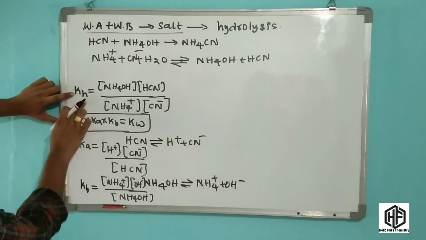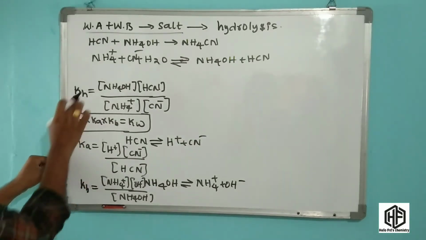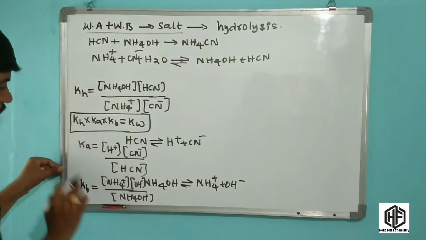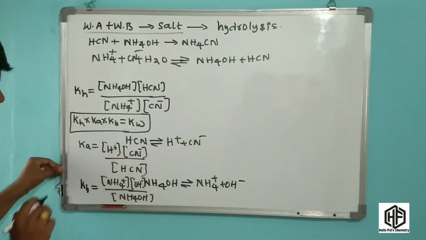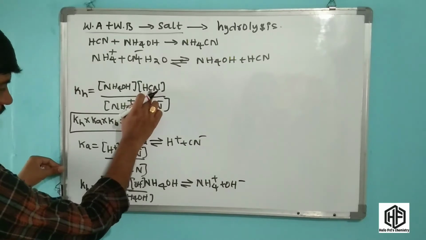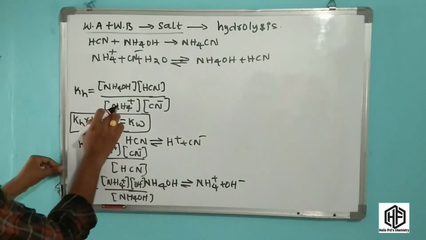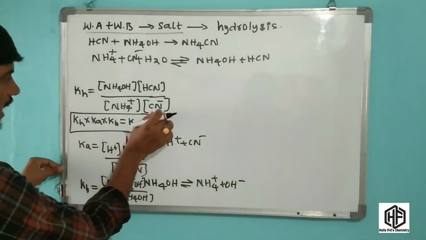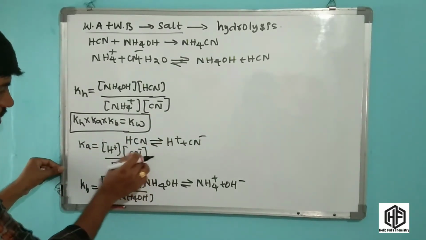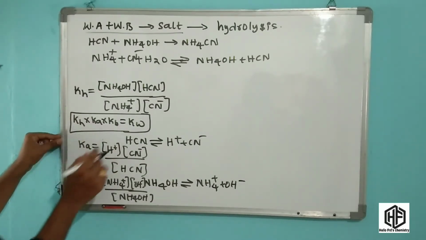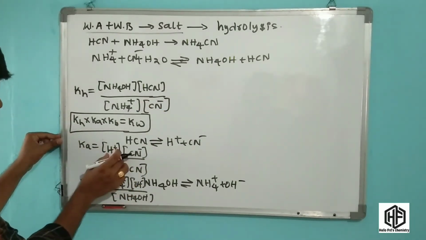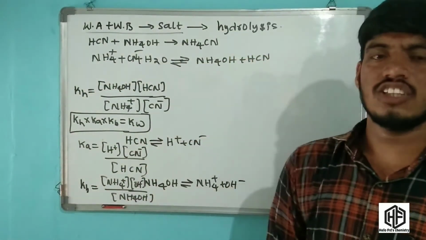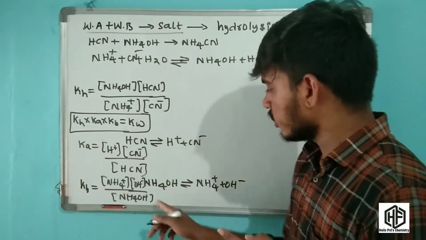Now, when these three are multiplied, Kh into Ka into Kb, what is cancelled? Concentration of NH4OH cancels, concentration of HCN cancels, concentration of NH4+ cancels, and concentration of CN- cancels. What is left is concentration of H+ into concentration of OH-, which is called Kw.